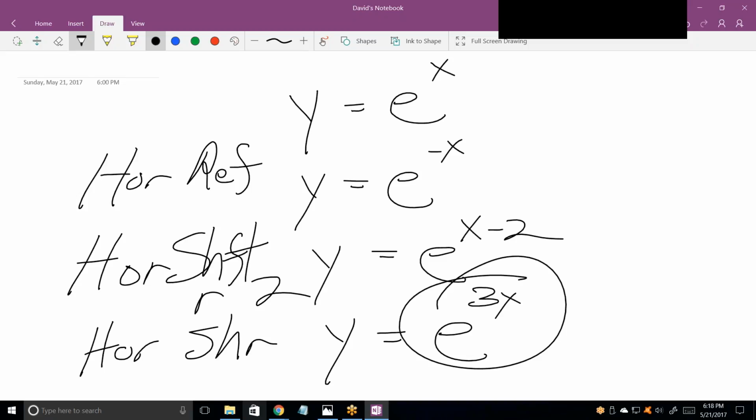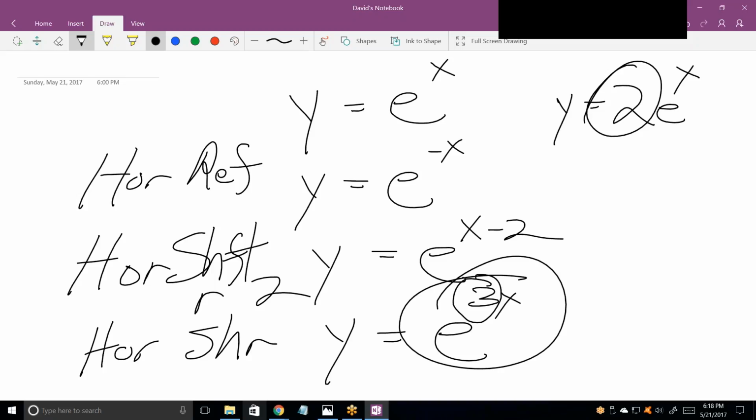In other words, when you're going horizontal, if that number is greater than 1, it's a shrink. When you're going vertical, if that number is greater than 1, it's a stretch. So it depends on whether it's vertical or horizontal as to what it is. But that's it. That's the only 6 things you can do to a function. You can do 3 vertical things or you can do 3 horizontal things.